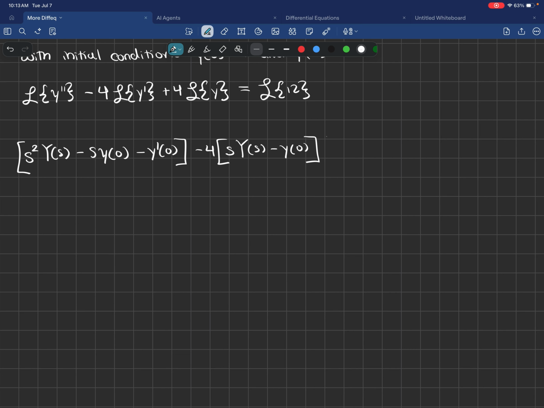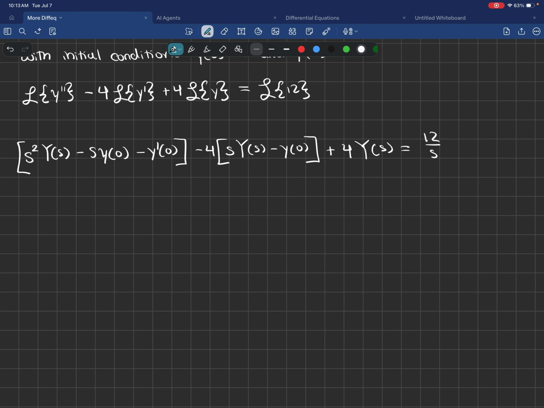So we'll have plus 4 Y of s equals 12 over s. The Laplace of a constant is just 1 over s, so it becomes 12 over s.